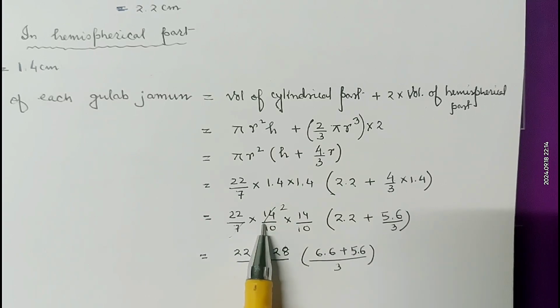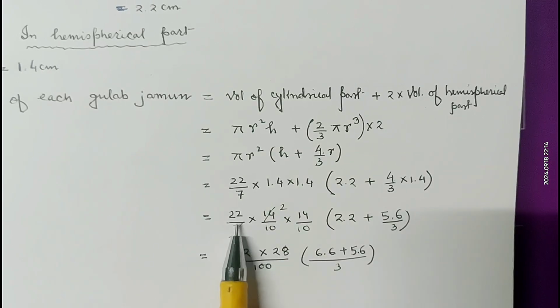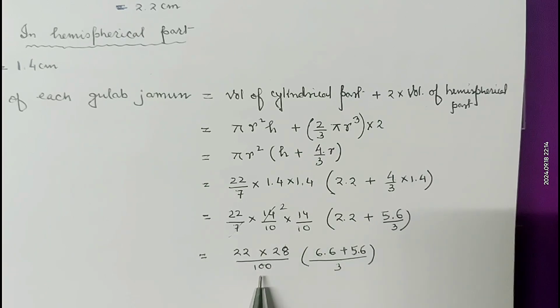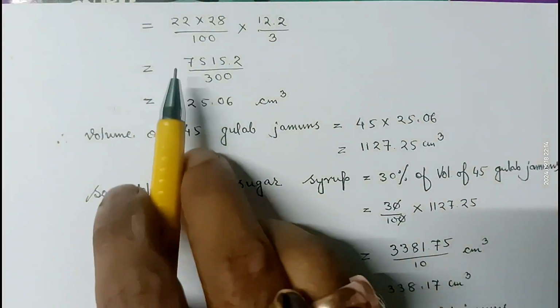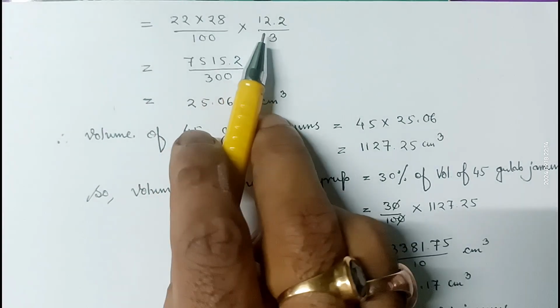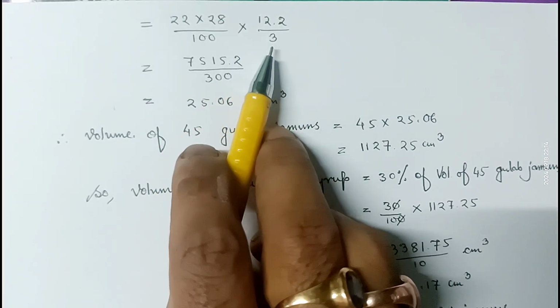7 and 14 can be cancelled, so it will be 2. So we are left with 22. 2 into 14, 28. 10 into 10, 100. Into, here 3 will be the LCM. 3 into 2.2 will be 6.6 plus 5.6. So it will be 22 into 28 by 100. 5.6 and 6.6 if I add, I will get 12.2 by 3.